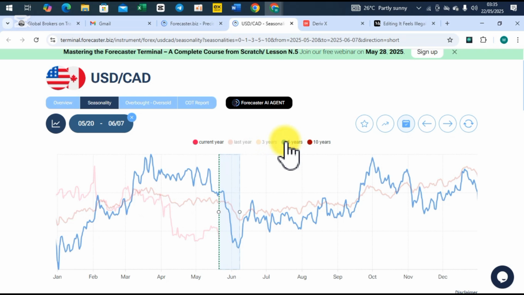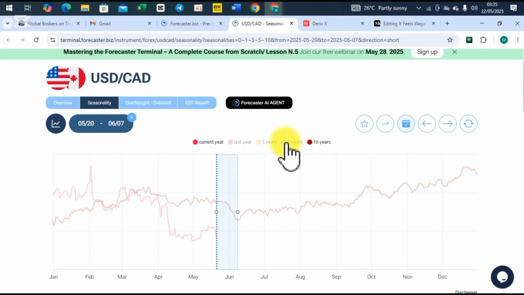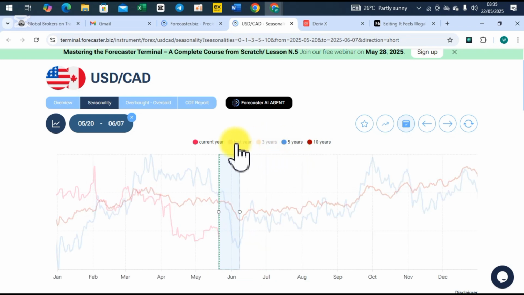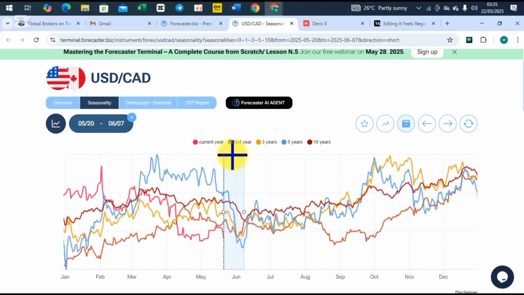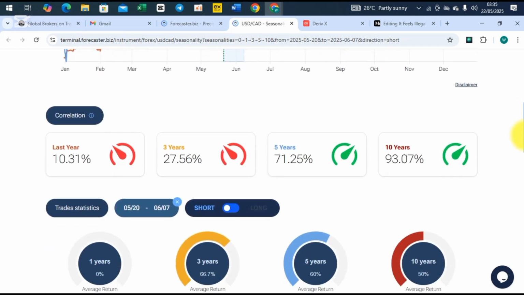You can select them, okay, and remain with only two. Are you seeing, guys? You can select them once again to be visible on the chart. So this is how you play with the forecaster. And once you come here, you will also see the correlation, like 3 years it's 27. The current price pattern of USD CAD is correlating with 3 years ago with 27.56.